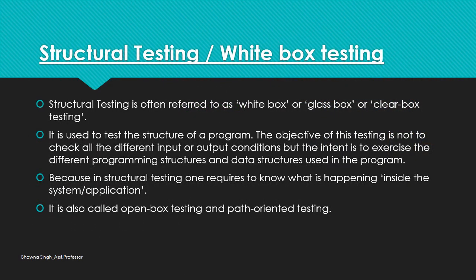Now let's discuss the first topic, that is, what is structural testing. Structural testing is also known as white box testing, glass box testing or clear box testing. We can also call it open box testing and path oriented testing. And this structural testing is used to test the structure of a program. The main objective of this testing is not to check all the different input or output conditions, but the intent is to exercise the different programming structures and data structures that are used in the program.